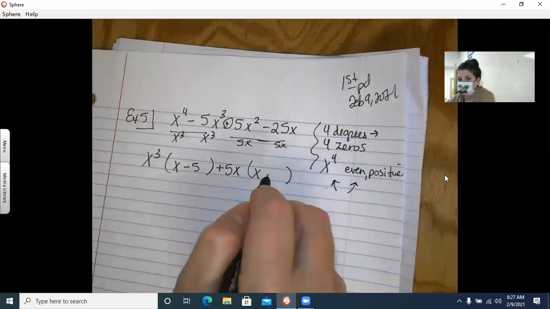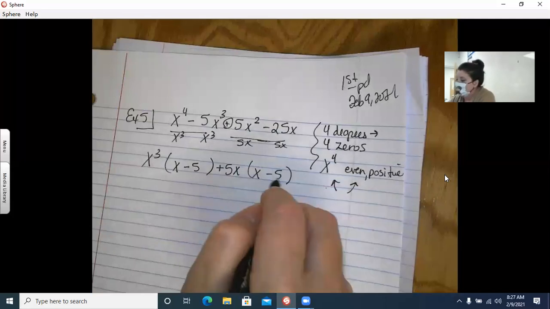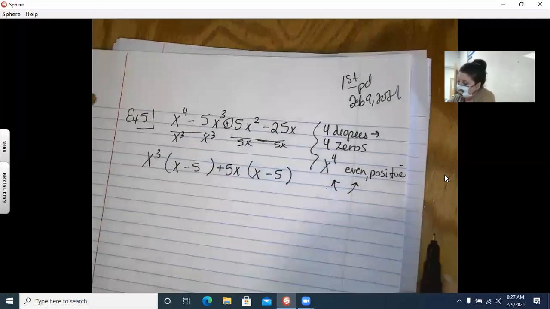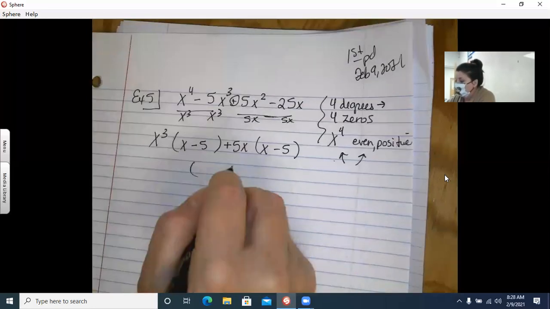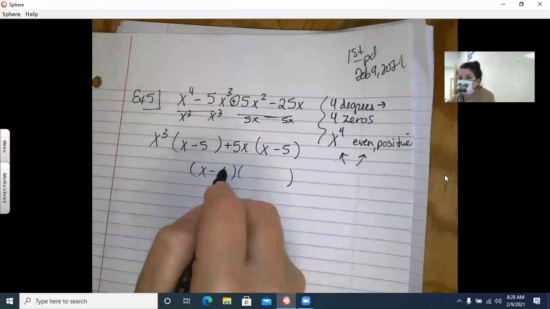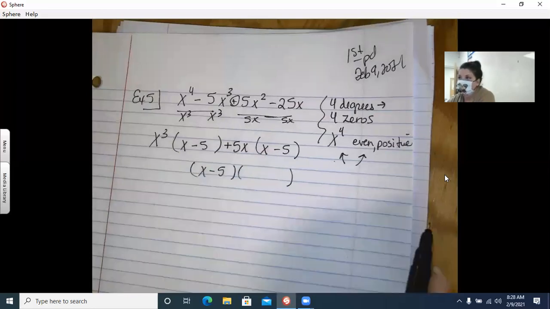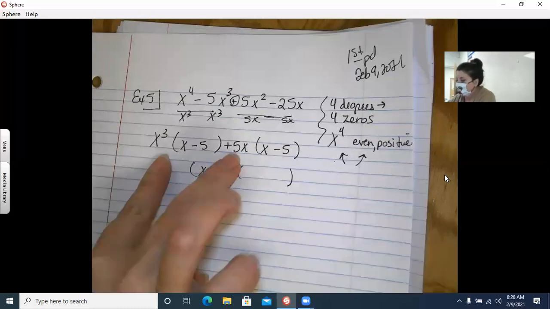Can I factor this? Yes, because what's inside the parentheses is the same. Make 2 sets of parentheses. That identical factor is technically the greatest common factor. We factor it out, put it in 1 set. That's why you only have it once, not twice. What's on the outside, x cubed and positive 5x, we group together in the other set.